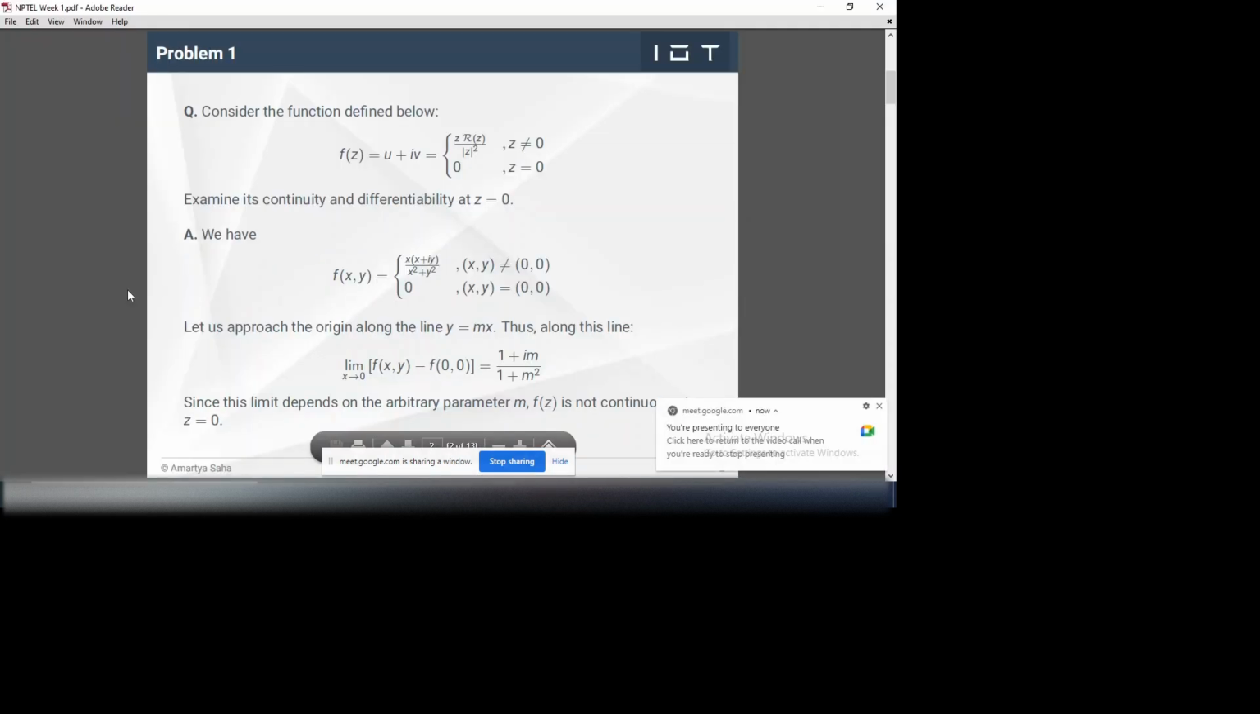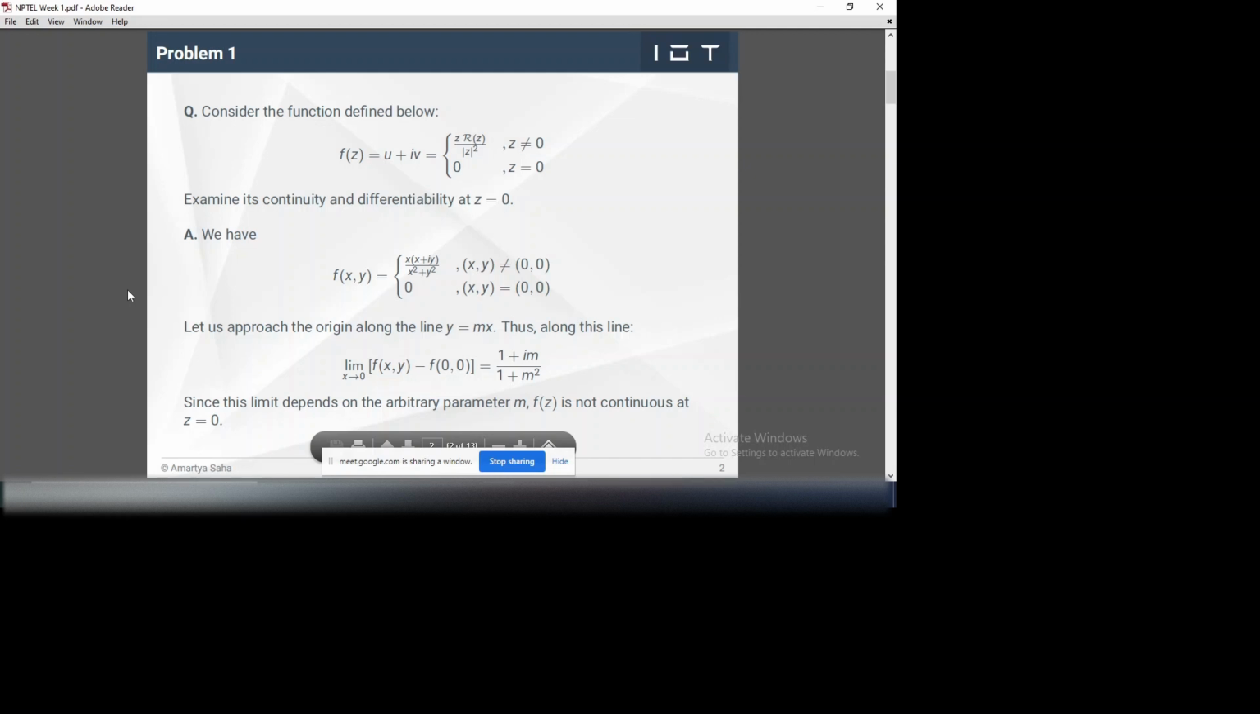That was the first part, and now we would like to look at the differentiability. For complex functions to be differentiable, we have f(z) equals u plus iv. As we have been taught, for this function to be differentiable, the partial derivatives with respect to x and y of these functions u and v have to be continuous.